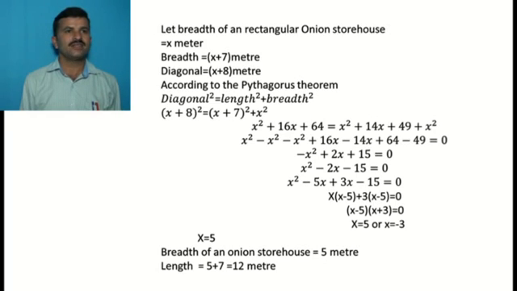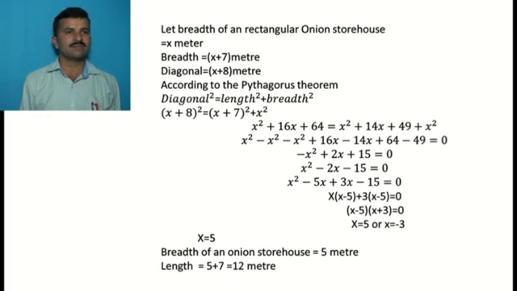Breadth of the rectangular onion storehouse is x meter. Therefore according to the condition, length is x plus 7 meters and diagonal is x plus 7 plus 1, that means x plus 8 meters. According to the Pythagoras theorem, diagonal square is equal to length square plus breadth square. Diagonal is x plus 8, length is x plus 7 and breadth is x. Therefore the equation becomes (x plus 8) bracket square is equal to (x plus 7) bracket square plus x square.